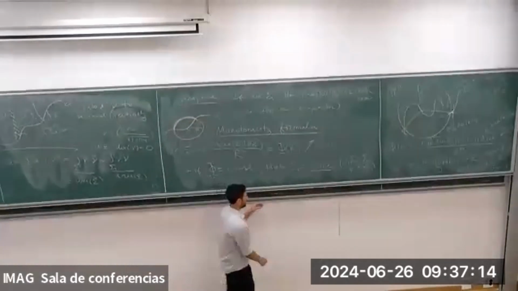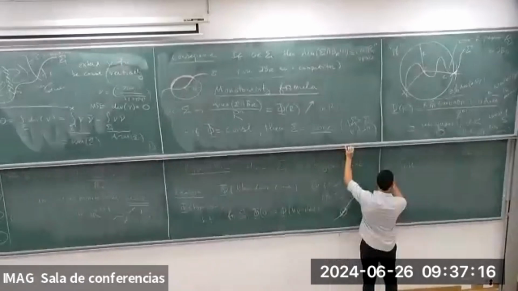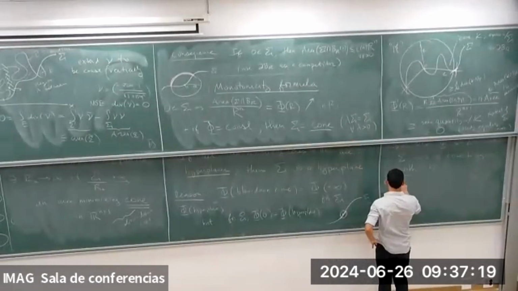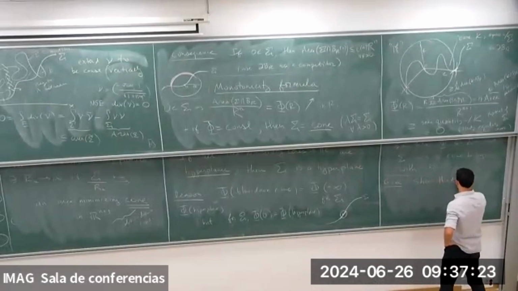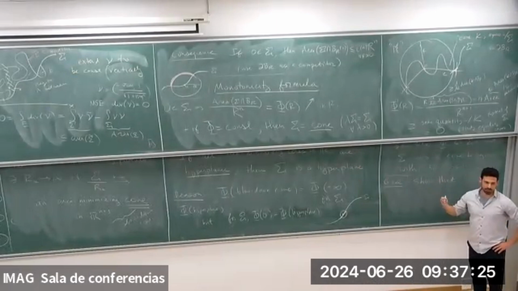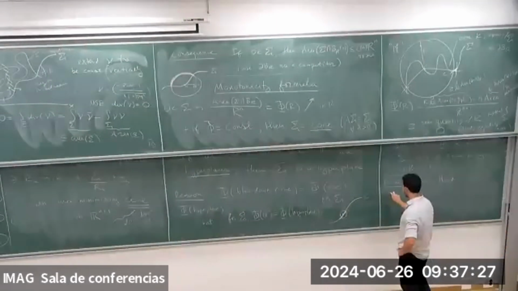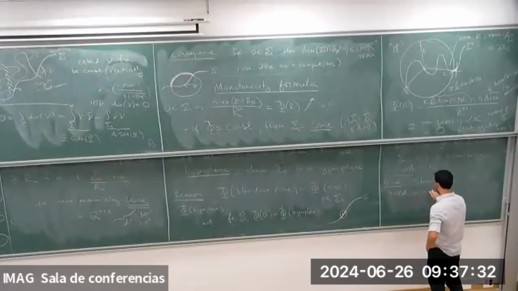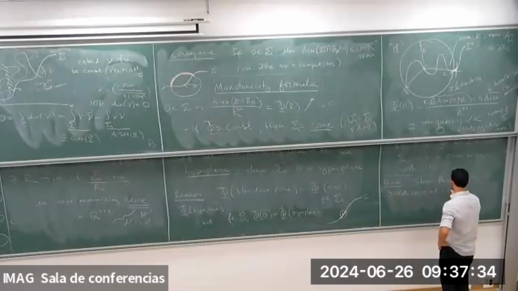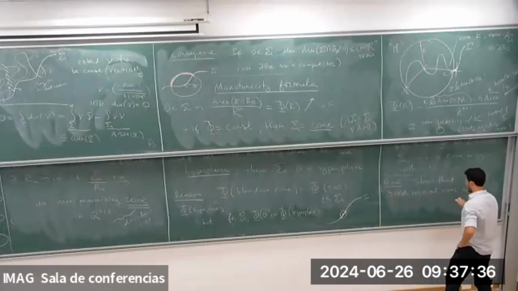So now the goal from here is to show that area minimizing cones are flat in low dimensions. In fact, what we're going to show is that stable minimal cones are flat.